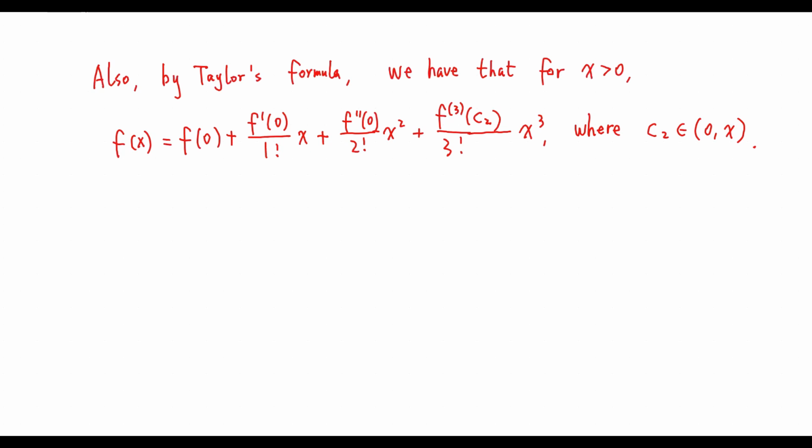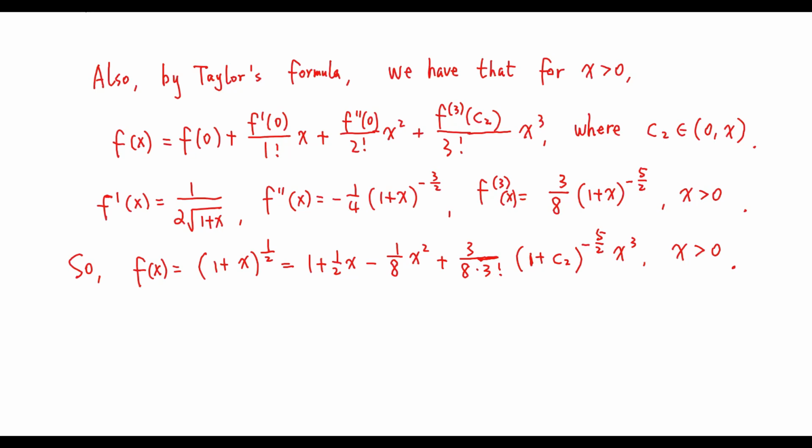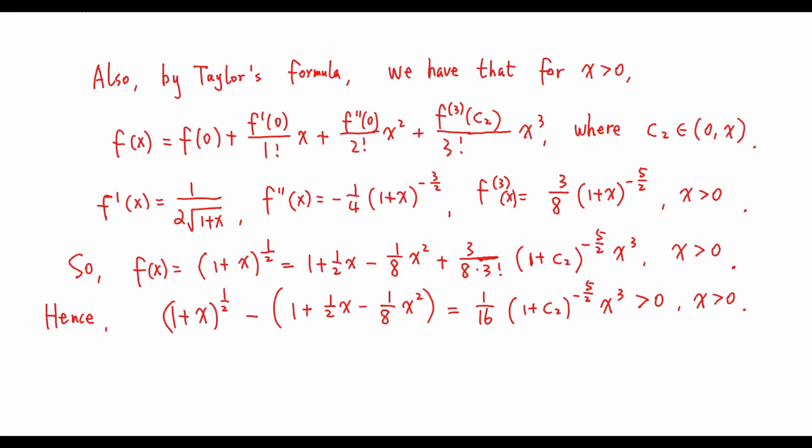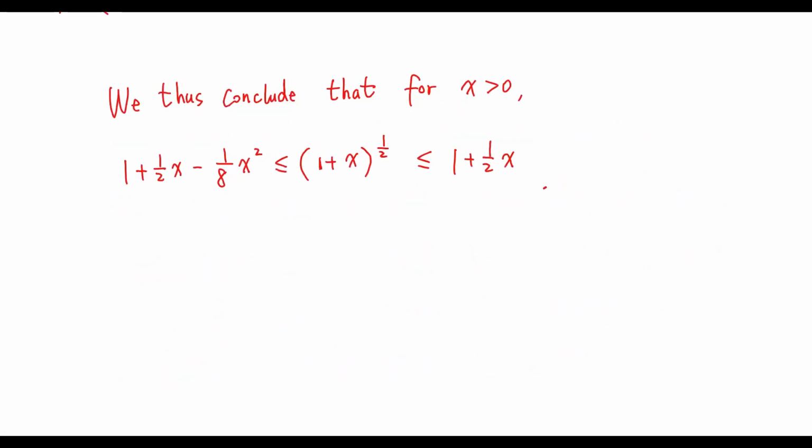We also see that for x greater than 0, we have this one for some real number C2 in the open interval (0, x). Then we compute these derivatives for x greater than 0. Then we have this one for x greater than 0. This gives this inequality for all x greater than 0. This says we have this inequality for all x greater than 0. We thus conclude this result.